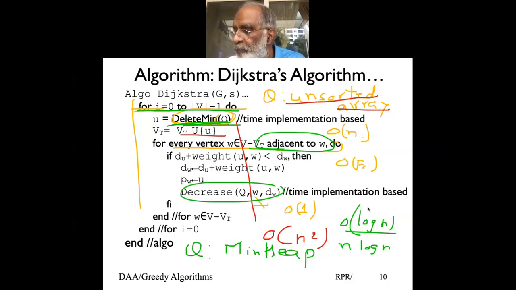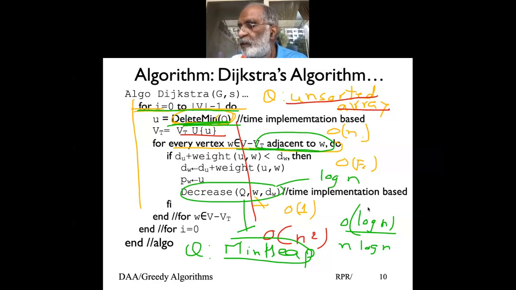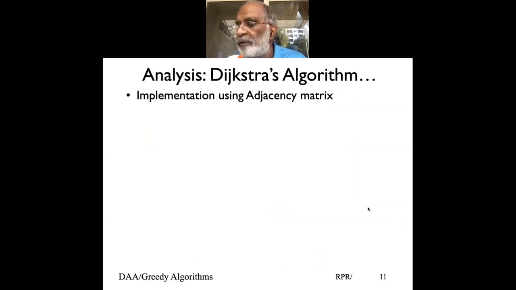In a min heap, if we decrease the weight of w, that may again take log n time, and we are doing this for each edge. Remember, this is the n loop, so order n log n for delete min, and decrease will take me order e log n, or we can say m log n, and e is generally more than n. So time taken by Dijkstra algorithm would be order e log n, and that is what we basically say.